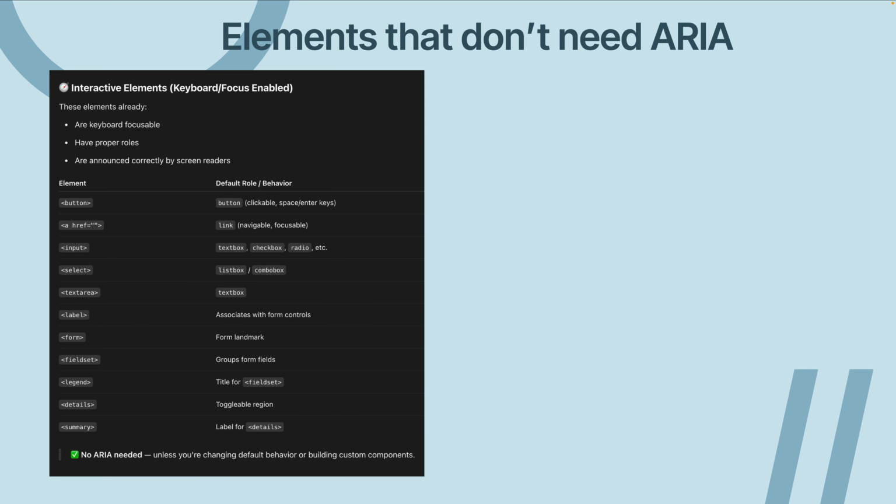For instance, there are interactive elements, keyboard or focus elements, which are already keyboard focusable, have proper roles, and are announced correctly by the screen readers. These include buttons, anchor tags, inputs, select, text area, label, form, field set, legend, details, and summary. So if you use these elements instead of your custom element, for instance, if there's a button requirement for your web page, and instead of using a div, you use button, then you don't have to give a role attribute to it. It already has the features that you need to make it accessible.